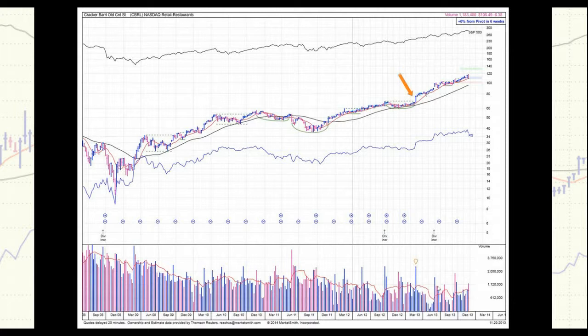So a lot of times if you see down volume as the stock's coming in and the volume decreases, no one really wants to sell at that point. That's exactly what you want to see here. And then as it rises, the volume increases again.